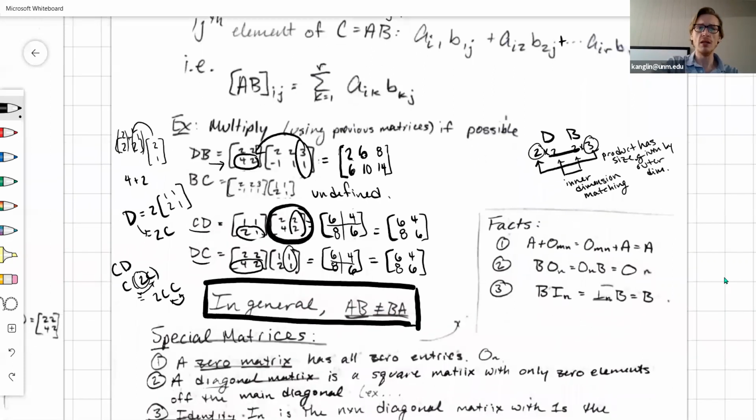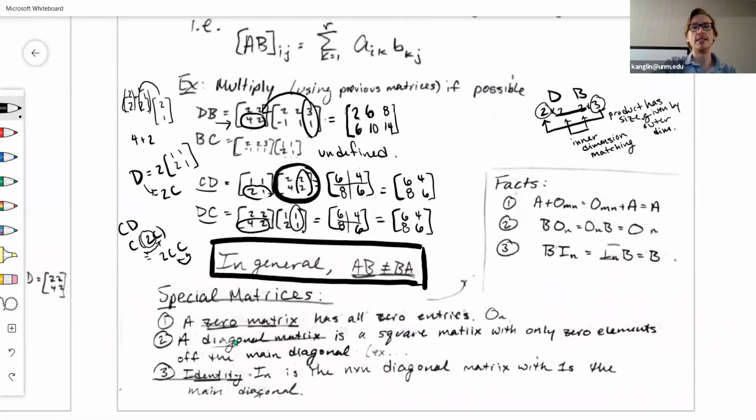Okay, let's look at some special matrices. A 0 matrix has all 0 entries. We usually denote that by 0. And if it's a square matrix, we might write n here, where n is the number of rows and columns that the matrix has. So if I wrote something like 0, 2 here, that would imply that we're talking about 0, 0, 0, 0.